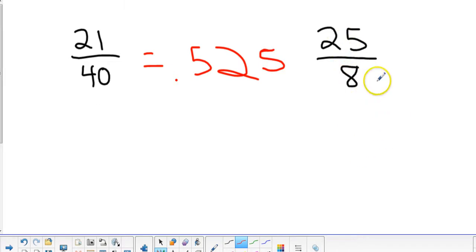25 over 8. Again, this is one of these ones where Luke goes, I don't know, what is that, 3.125? Luke's like, oh. Well, that's true. If you do 25 divided by 8, you get 3.125. This is really just, again, 8 goes into 24 3 times, so that's 3 wholes. And then 1/8, we know that one. That's 0.125.